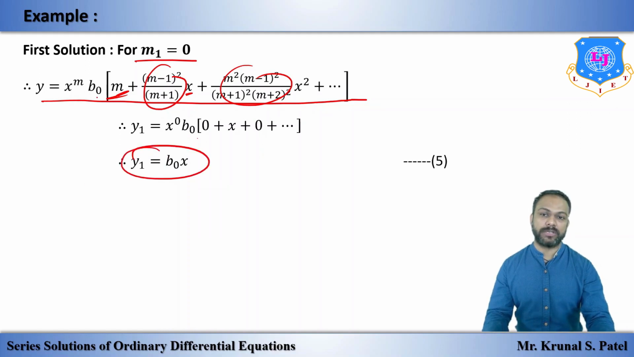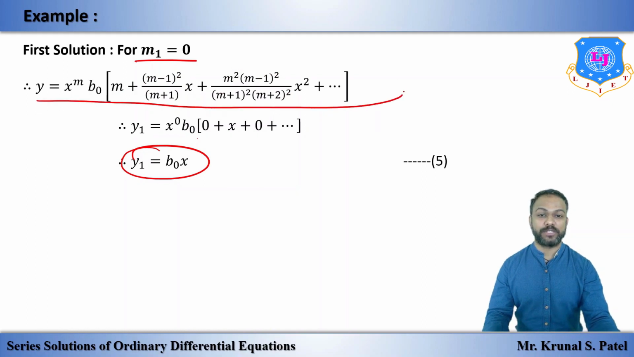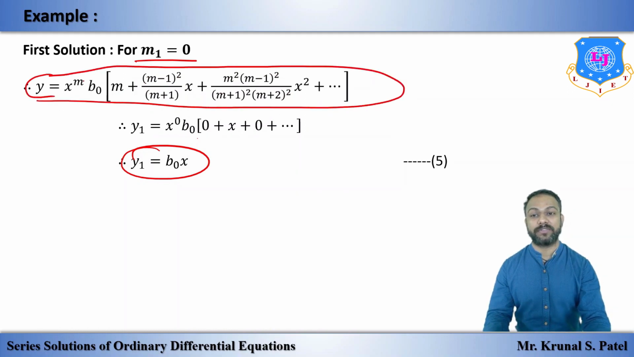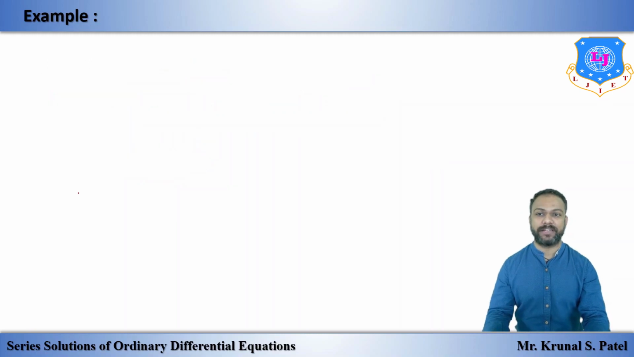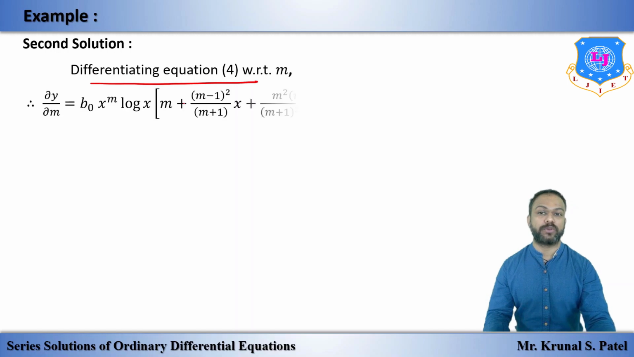Now for the second solution, we have to differentiate this y. Now this is big y that we have to differentiate with respect to m. Consider this x is constant because it is a partial derivative. Okay, so we have the second solution. I'm just taking it in the next slide. So we have the second solution, differentiating equation 4 with respect to m. Okay, so this is our equation number.